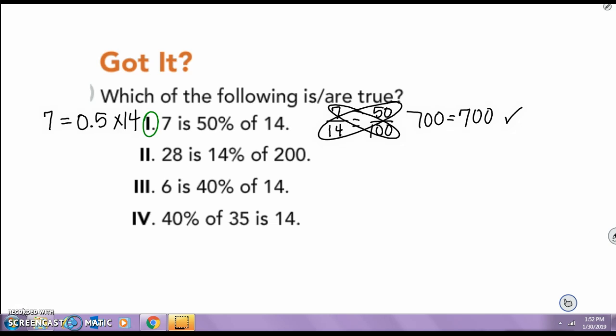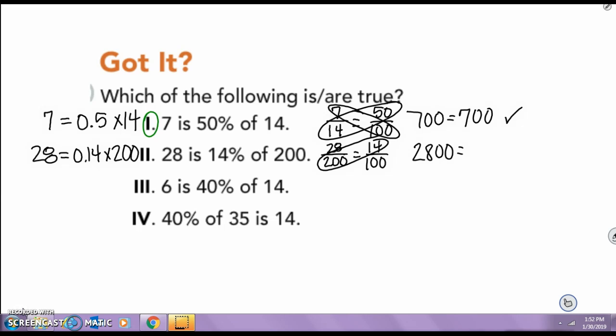For number 2, if I use my equation, it's 28 equals 14% times 200. As a proportion, that's 28 over 200 equals 14 over 100. We can cross multiply. 14 times 200 is 2,800. 28 times 100 is 2,800. So number 2 is also a true statement.